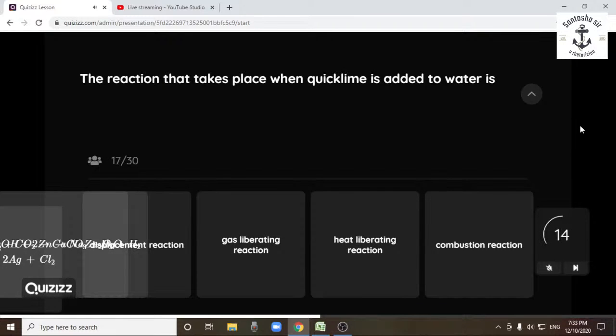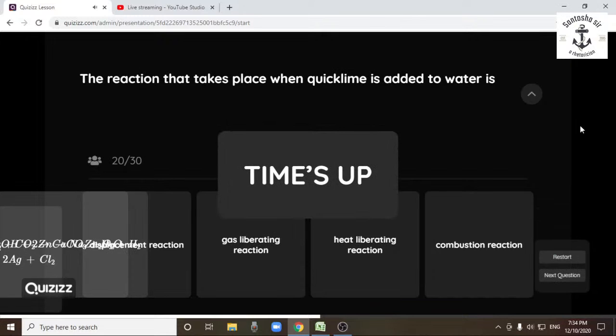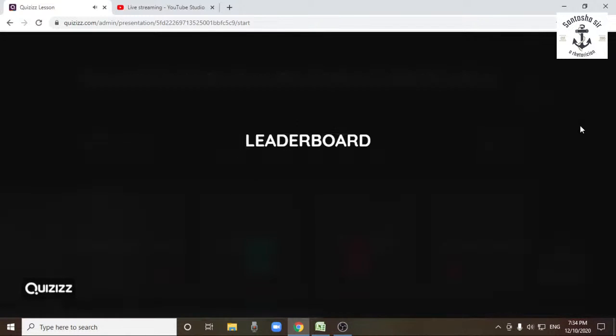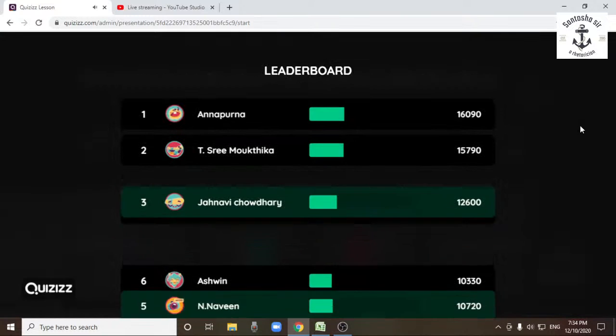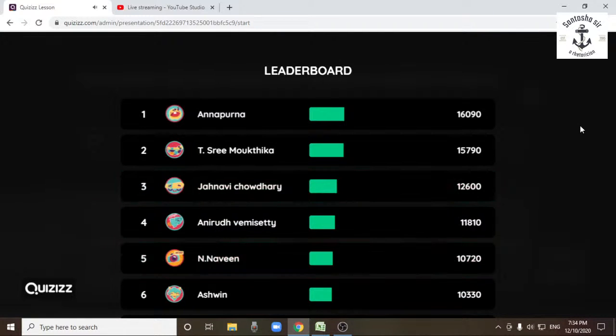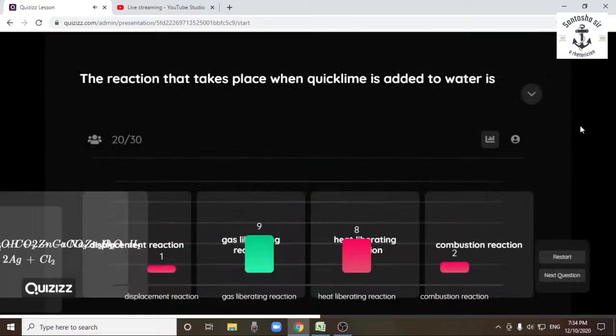Last 15 seconds. Okay, time is up. 20 members answered out of 30 participants. Annapurna, Mauktika, Jahnavi, Anirudh, Naveen, Ashwin. 9 members answered this question right.